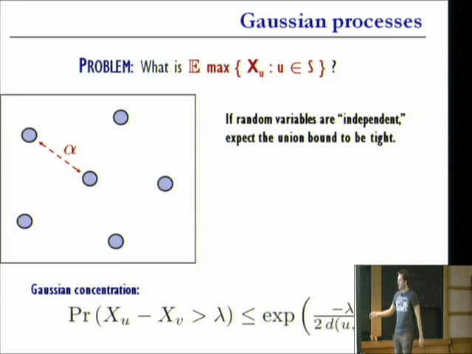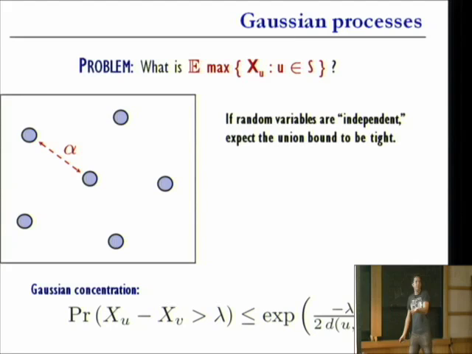So we can translate the process. Let's assume that one of the points is at zero. Then what this says is that the probability of getting some value bigger than lambda is at most, in this case, exponential in minus lambda squared over alpha. Okay. So if you have k points and you apply the union bound here, then if you want this probability to be about 1 over k, you would set lambda to be about alpha times square root log k.